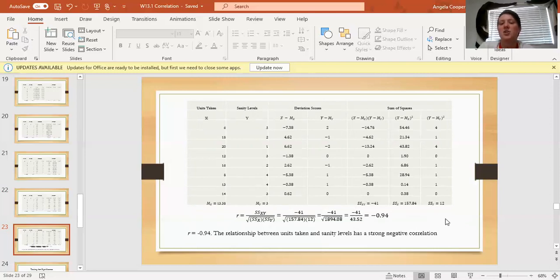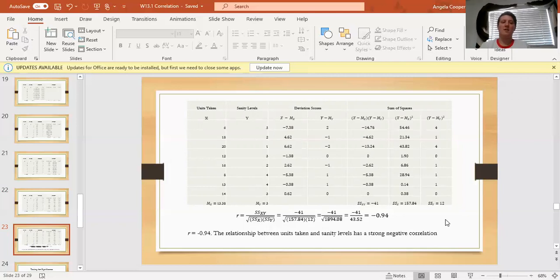So in fact, the relationship between the number of units taken and sanity levels indeed has a strong negative correlation. Again, it's negative because it's a negative Pearson's R value. It is a -0.94. And we know that it is strong, or large if you prefer to go that way. It is a strong Pearson's R value because the number itself, that 0.94, is greater than 0.5. So it's indeed strong. All right.